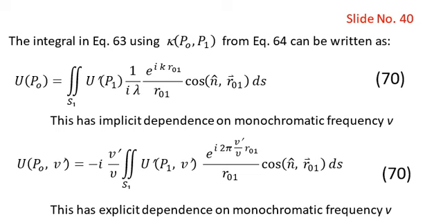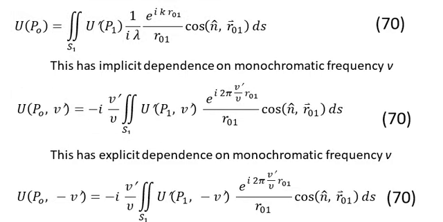The integral in equation 63, using kappa p naught comma t1 from 64, can be used to write down equation number 7. So u of p naught, that is the field at point p naught, is equal to the summation over the clear aperture s1 of the integrand u prime of p1, and there are other terms, for example 1 over iota lambda into e to the power iota k r01 over r01, multiplied by cos of n hat comma r01, and integrated over the surface element ds. So you see that we have explained and derived this formula in equation number 63. It has implicit dependence upon the monochromatic frequency nu. Apparently there is no frequency dependence, but implicitly it depends on the single wavelength, the single frequency. For example, k is equal to 2 pi over lambda means that we are using a single wavelength.